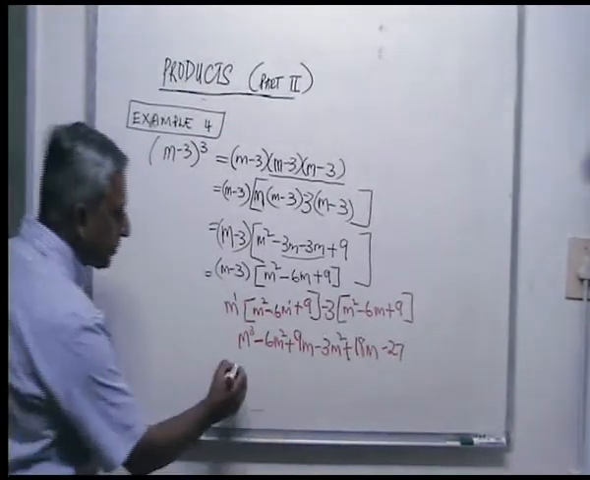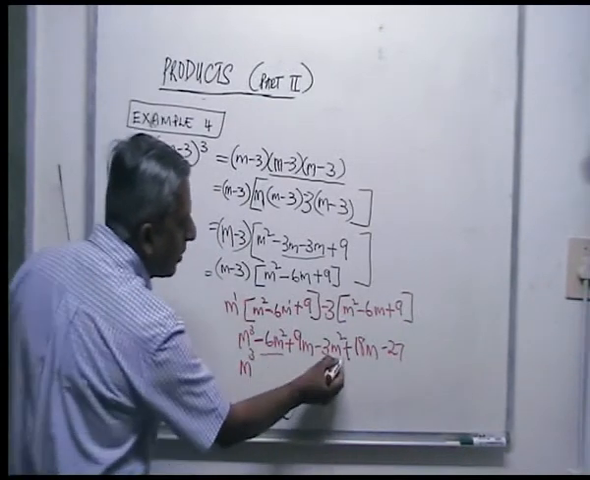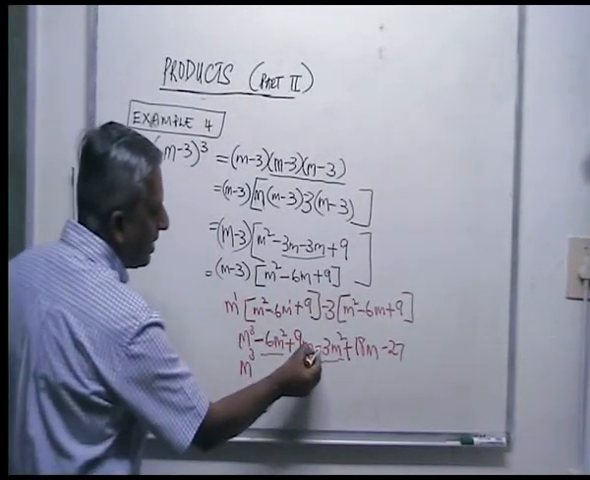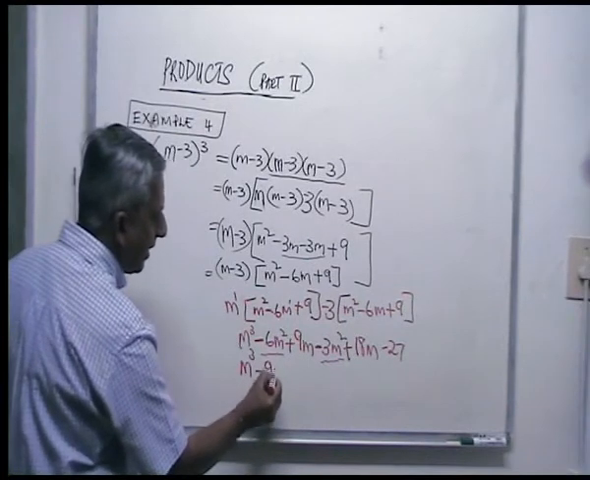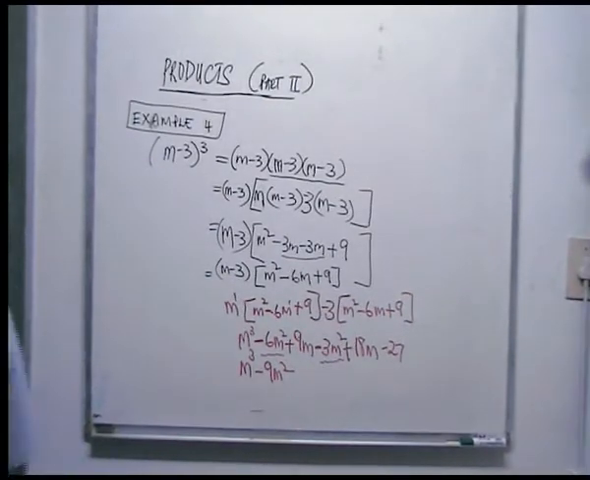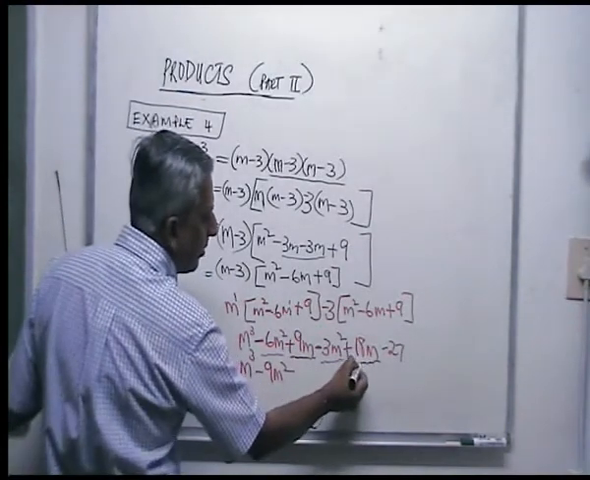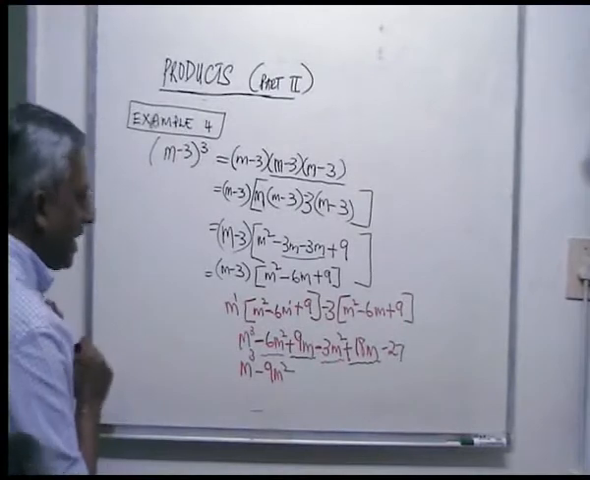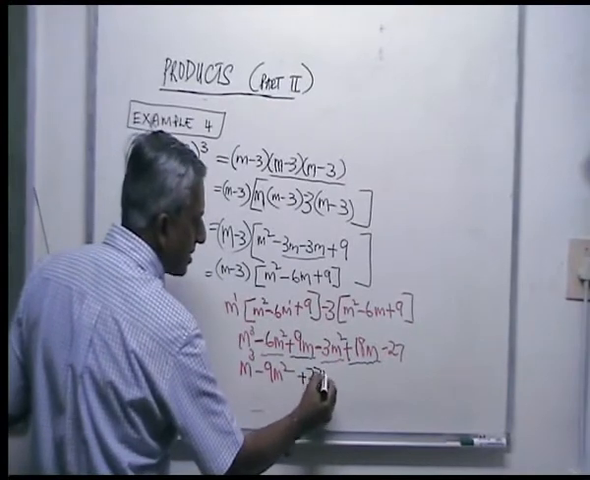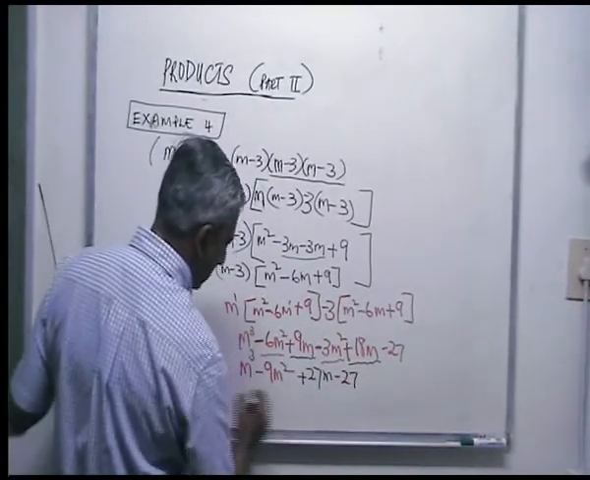And now if you look carefully, you got m cubed here, you got m squared here, and you got m squared here. Can you see that? So minus 6 and minus 3 are going to be added up, you get minus 9m squared. And then if you look carefully again, you got plus 9m and you got plus 18m. So those are like terms and those two can be added. So you get plus 27m. And finally what's left is minus 27.